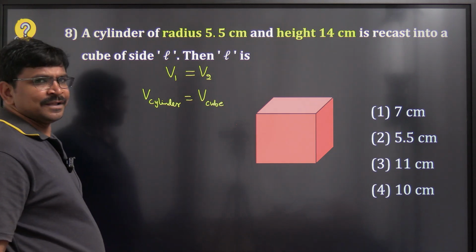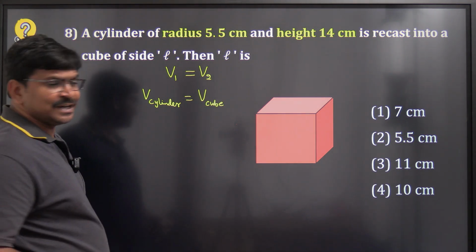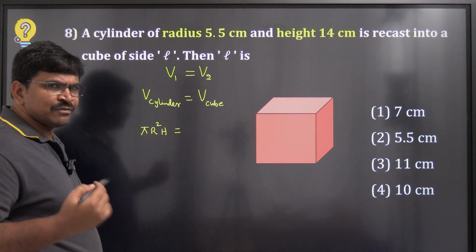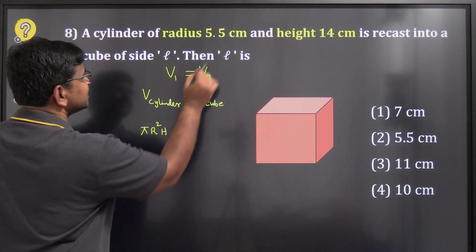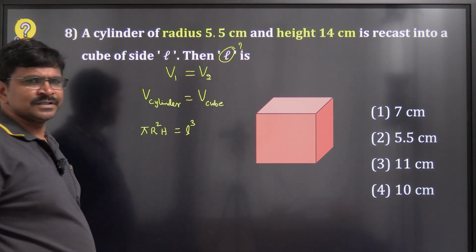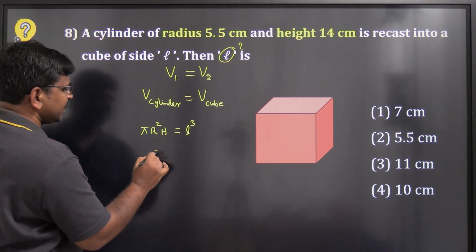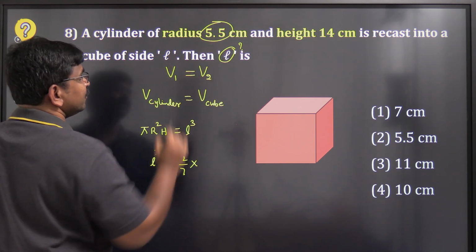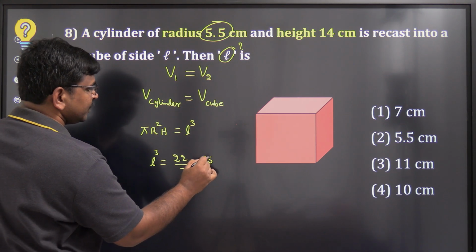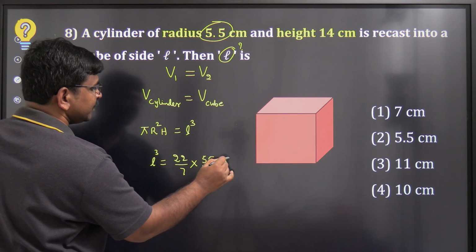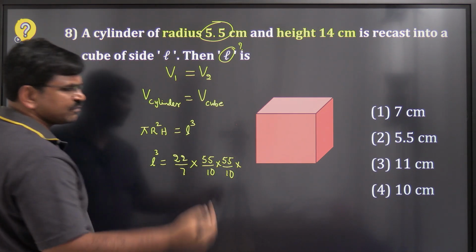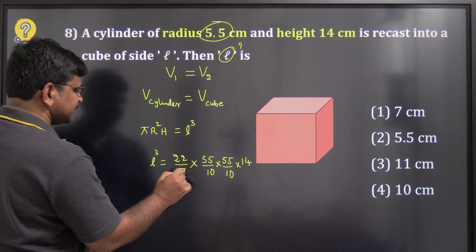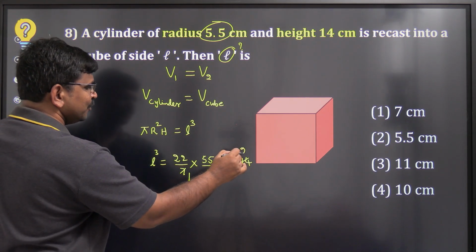Okay. And now substitute. What is the volume of the cylinder? Pi r square h. So pi r square h equal to what is the volume of the cube? L cube. Now the question is, what is this L? Simple. So now I can write L cube equal to pi value 22/7 and radius value 5.5. So I can write 55/10 times 55/10 because pi r square. Now height 14 centimeter. Now 7 times 1, 7 times 2.